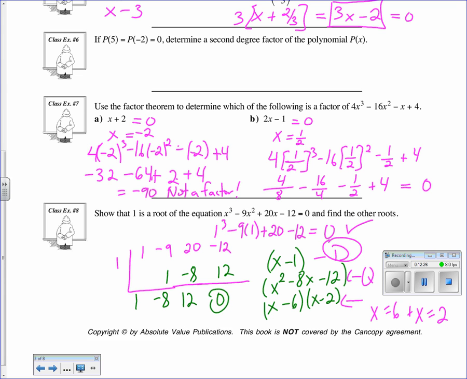Awesome. That's it for the factor and remainder theorem. Hopefully you get the lesson done today in class.